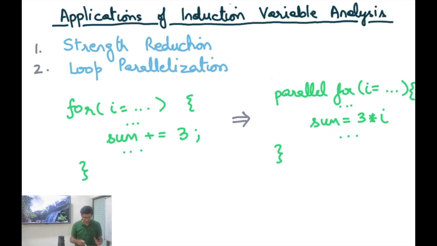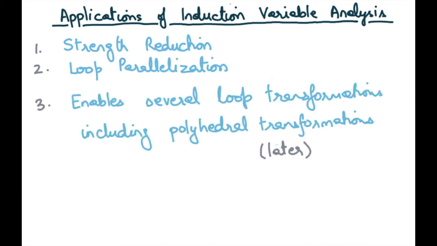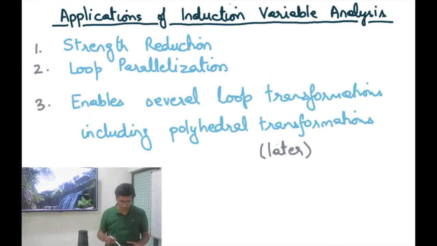In many ways, strength reduction was going in the opposite direction. For parallelization, I want to express the variables in terms of the loop iteration variables, and for strength reduction, I just want to reduce the strength and eliminate multiplication as much as possible. Loop parallelization is a very important application of induction variable analysis. Finally, there are several other loop transformations, including polyhedral transformations, that are enabled by such an induction variable analysis, because it gives you more information about how the variables are evolving as the loop iterations proceed.